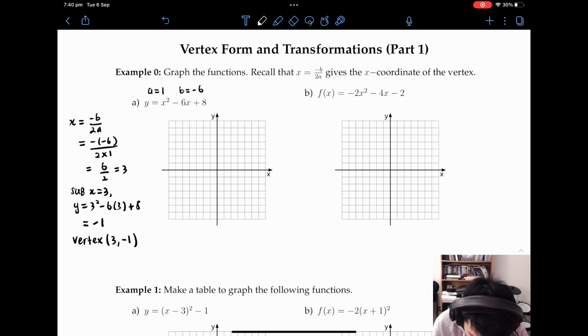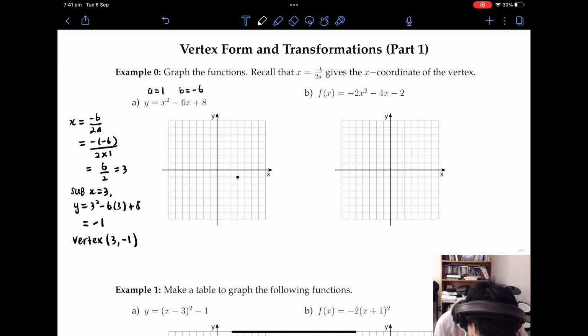We can plot that onto the graph like so. (3, negative 1). We also know that this parabola is opening upwards, and we know that because the number in front of x squared is 1, which is positive.